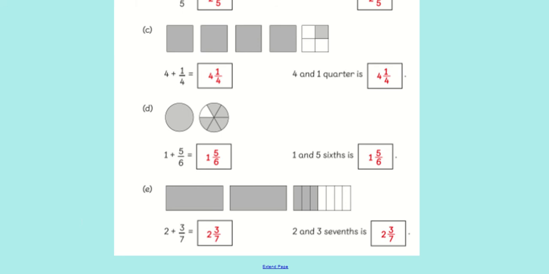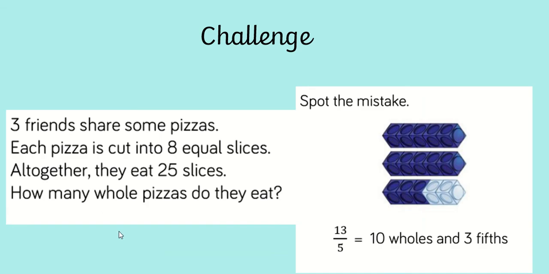If you want more of a challenge, here it is. So 3 friends share some pizzas. Each pizza is cut into 8 equal slices. Altogether they eat 25 slices. How many whole pizzas do they eat? Okay, so you can get drawing for that one. And then this one, spot the mistake. What's happened here? Pause the video, come back for the answers.